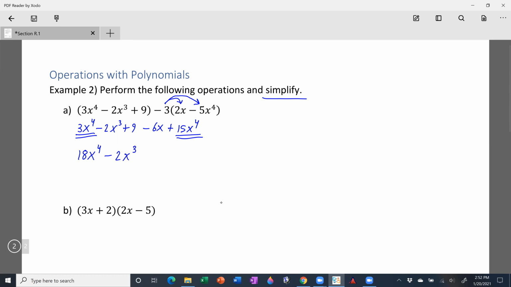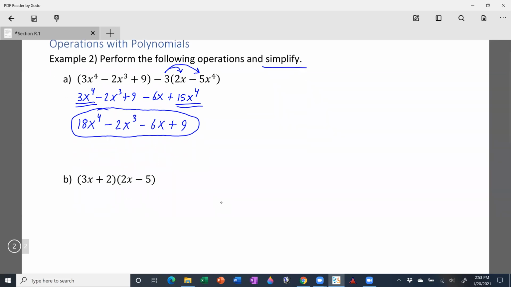It's typically a good idea to write in descending order of the exponents. What I mean by that is I purposefully wrote it with the highest power first, then the next highest power, then the next highest power, and so on. But the order technically doesn't matter. It just usually looks nicer if we write it in this descending order.